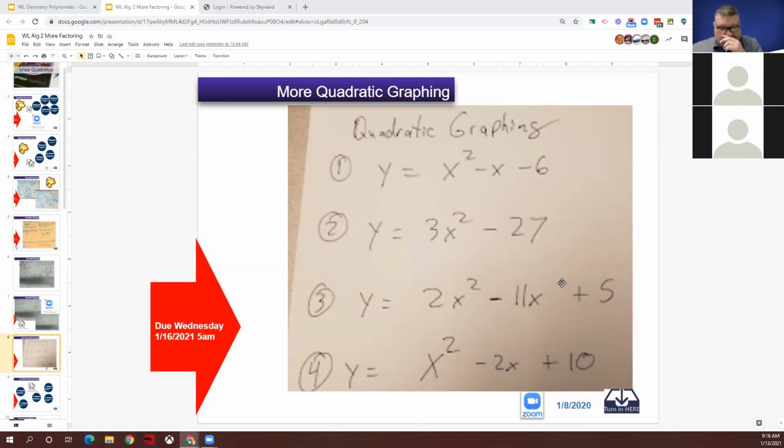They were due for today at 5 a.m. Does anybody have one of these that they would like to do? If so, which one? Number 4. Let's do number 4. Okay, perfect, great. I might as well do one you guys need help with.